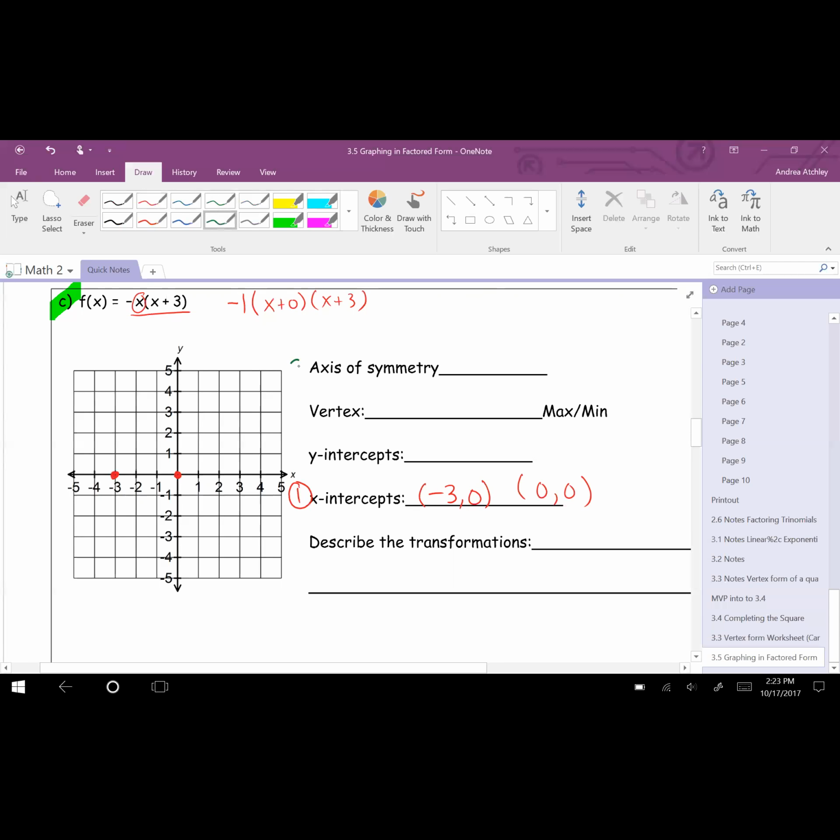Step 2, axis of symmetry. Where is my axis of symmetry going to be? What is it? -1.5. Yes. Which is what makes this thing fun.